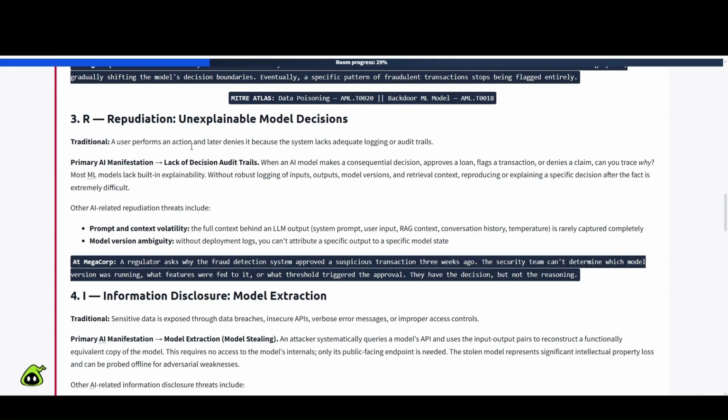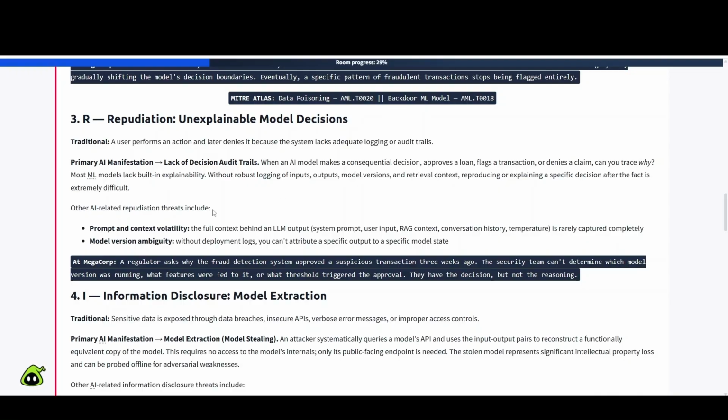Number 3 is repudiation, unexplainable model decisions. Traditional: a user performs an action and later denies it because the system lacks adequate logging or audit trails. AI manifestation: lack of decision audit trails. When an AI model makes a consequential decision, approves a loan, flags a transaction, or denies a claim, can you trace why? Most ML models lack built-in explainability. Without robust logging of inputs, outputs, model versions, and retrieval context, reproducing or explaining a specific decision after the fact is extremely difficult.